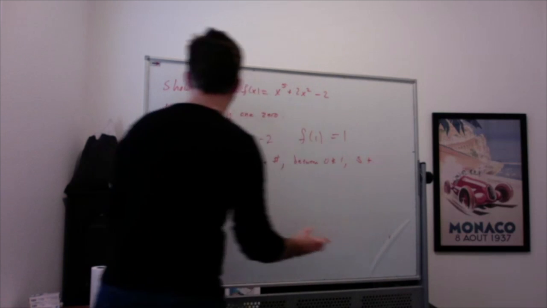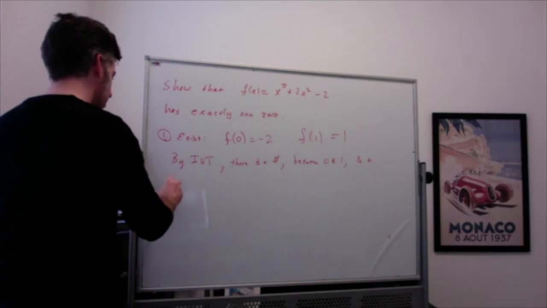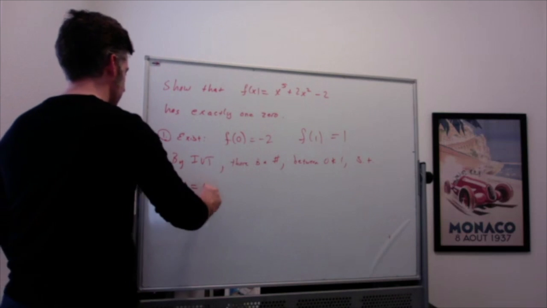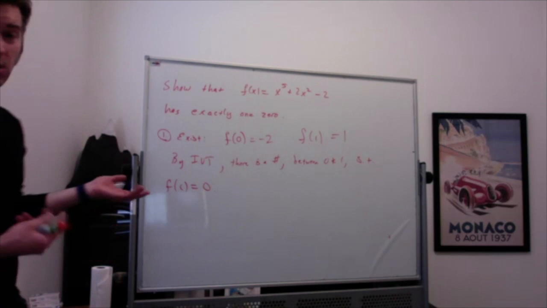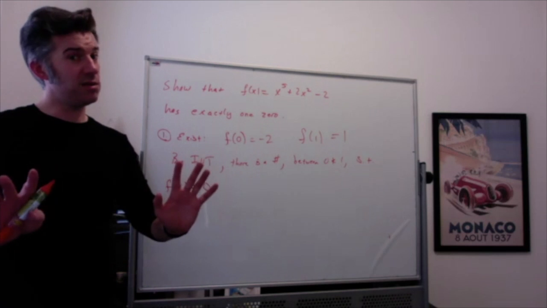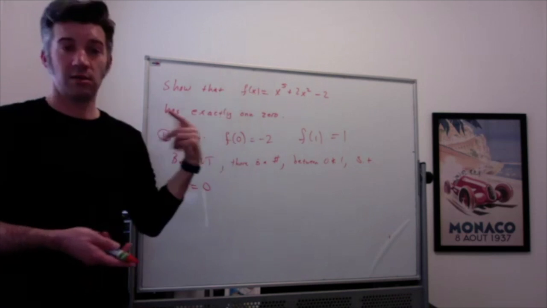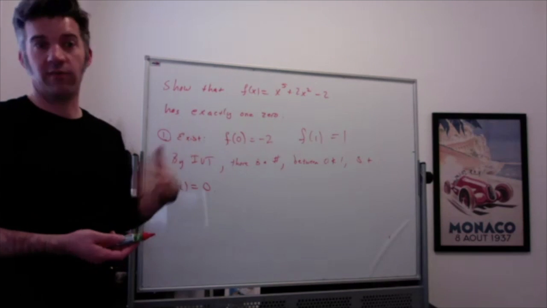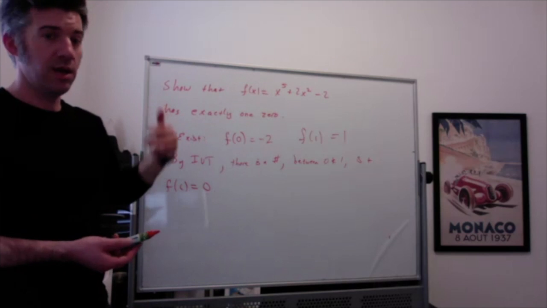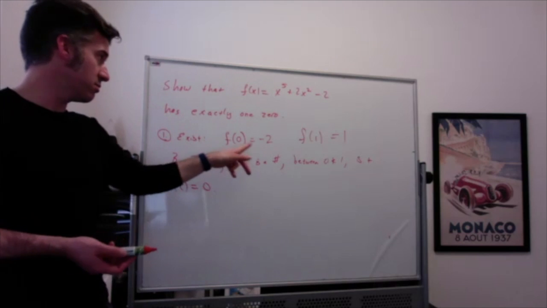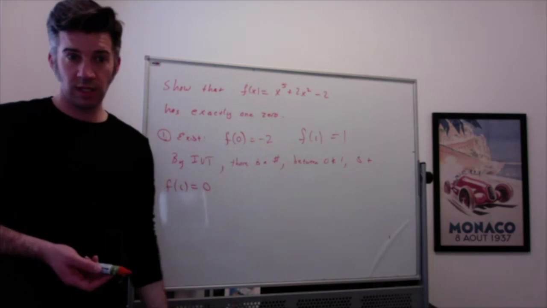Such that, let's call it C, f of C is indeed equal to 0. So we just showed, we don't know what it is, but we showed that there is definitely a solution to this equation equal to 0, or to finding a root of this equation. And that root of the equation is between 0 and 1.